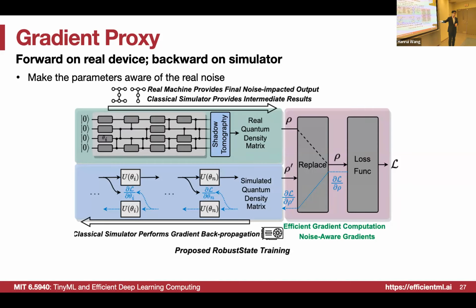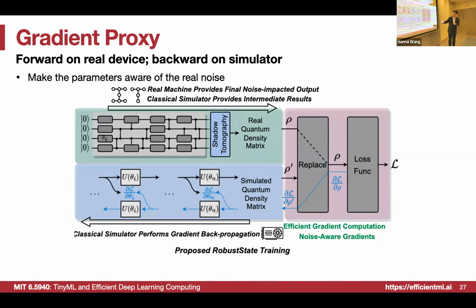And then we can use this result to do all the way back propagation through the simulation. The reason behind that is, for the actual device, we are not able to obtain any intermediate result, right? Because we are running on a real device, and because of the no-cloning theorem, we cannot clone some of the qubits out and see what the state is. So the only way we have access to the noise impacted result is to actually run that on a real device.